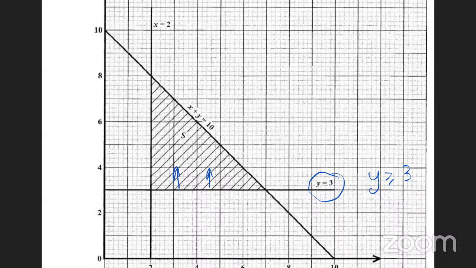So look at x equal to 2 and x plus y is equal to 10. Write down the corresponding inequalities. Look at what's shaded and write down the corresponding inequalities. They give us the line. You have to figure out the inequality. So look at where it's shaded. If to the right shaded, figure it out. If below it shaded, figure it out.